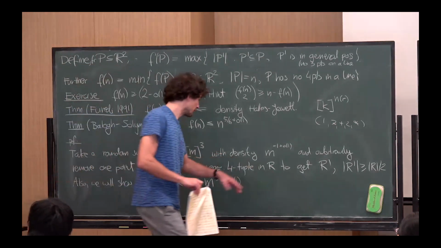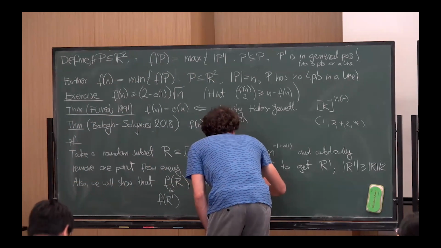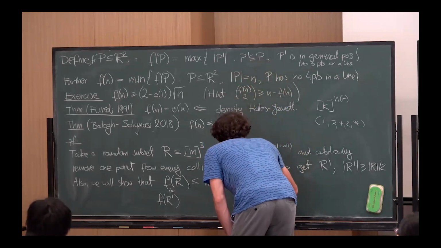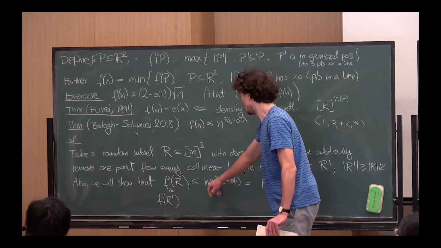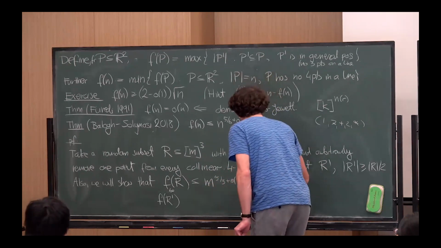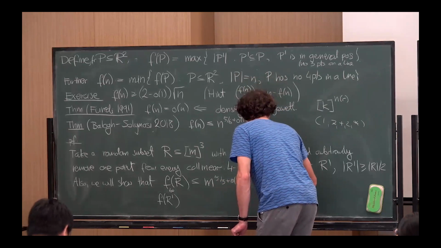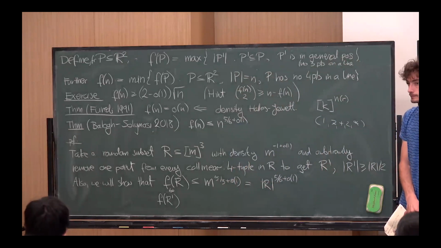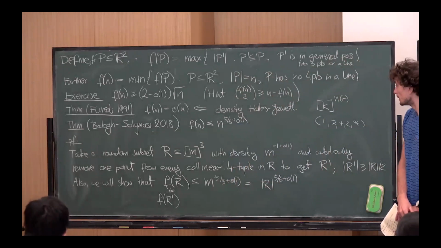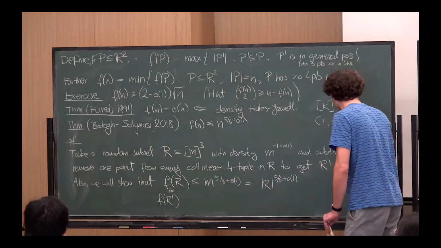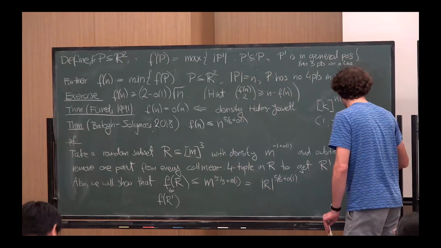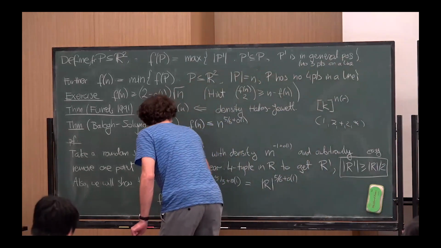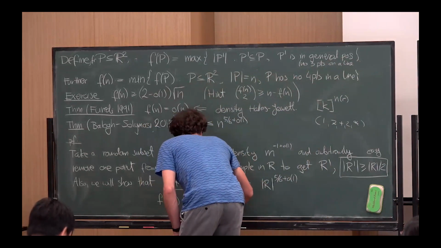Now, what is the size of R? The size of R is a 1 over n proportion of n cubed. I can divide this exponent by 2, and this is how we get the exponent 5/6. Now, this is the part which is not too difficult, and this is the part which is harder.